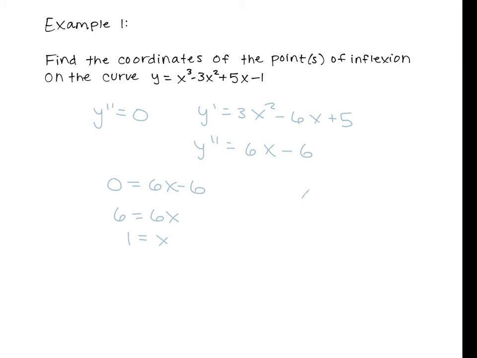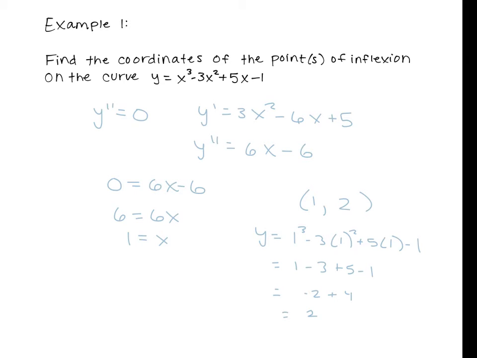So we found half of our ordered pair of a possible inflection point. Okay? How do we find the rest of that ordered pair? Well, if we know the x value, we're just going to plug that x value in for x into our original function to find the y value. And so that gives us 1 minus 3 plus 5 minus 1. So that gives us negative 2 plus 4 gives us 2. So that's a coordinate pair, and we think that there's a possibility that this is an inflection point.